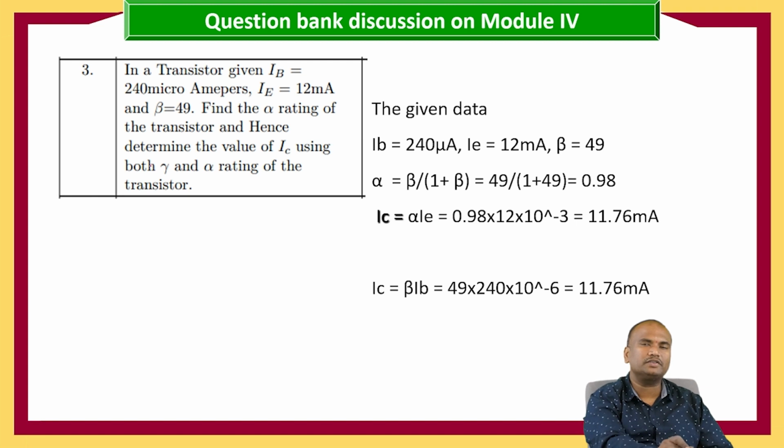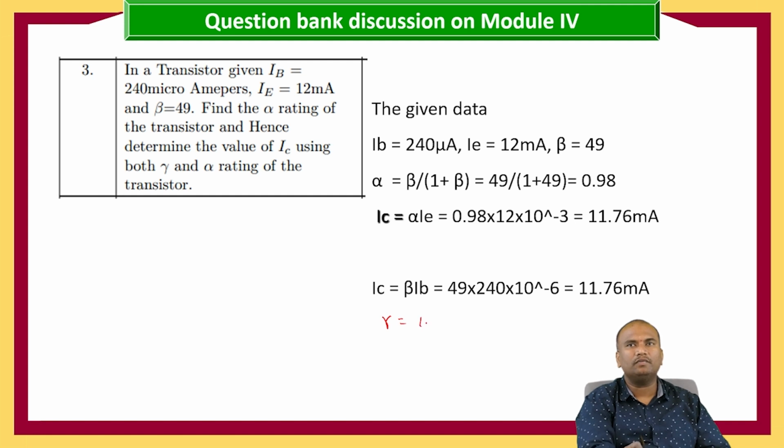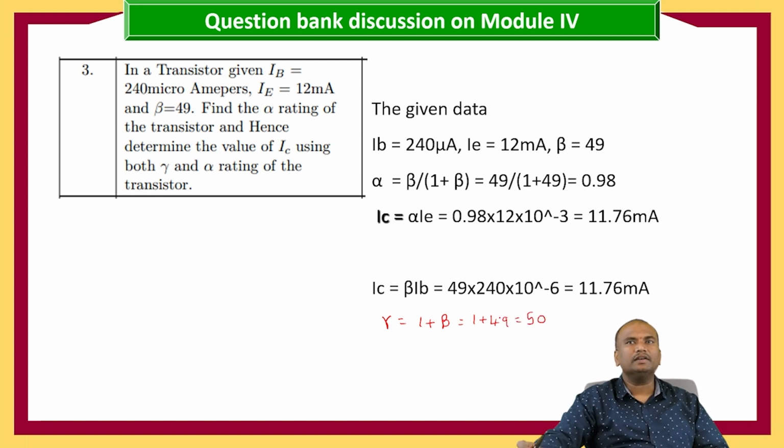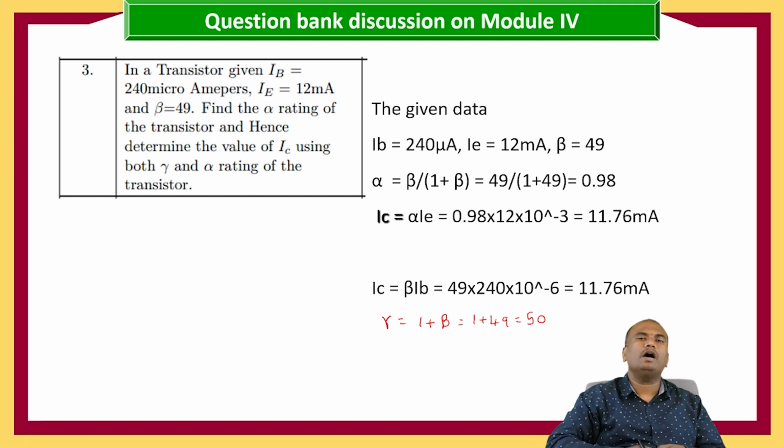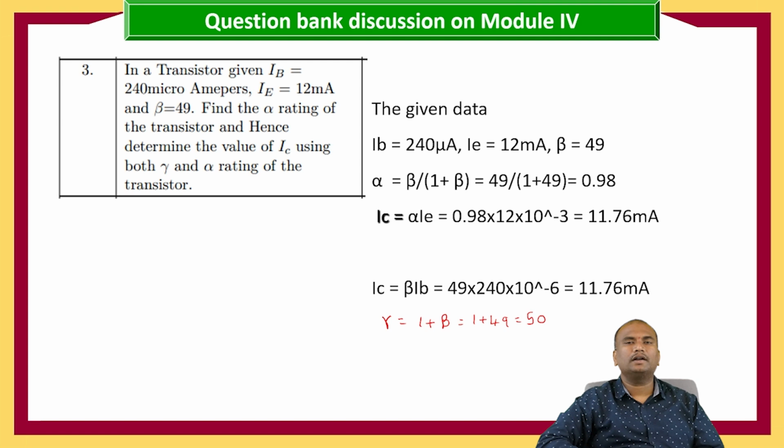It is also asked to calculate using gamma. The gamma value is 1 plus beta, that is 1 plus 49, which is equal to 50. This is the way we calculate the collector current when we know alpha, beta and gamma values.